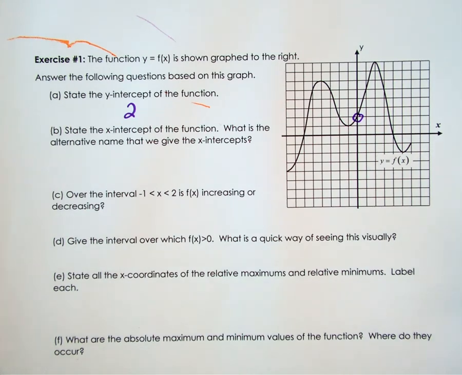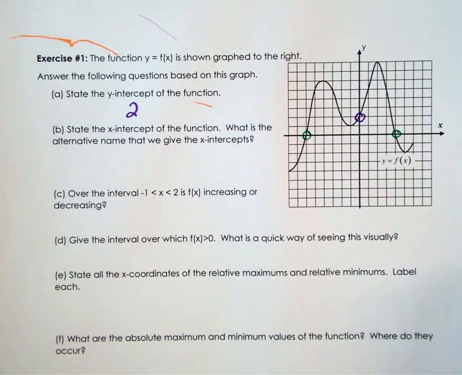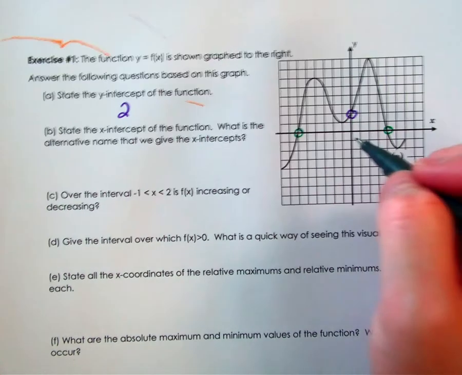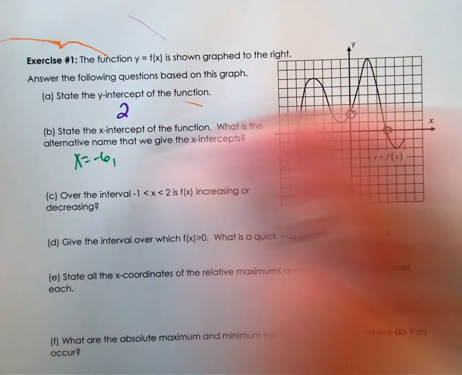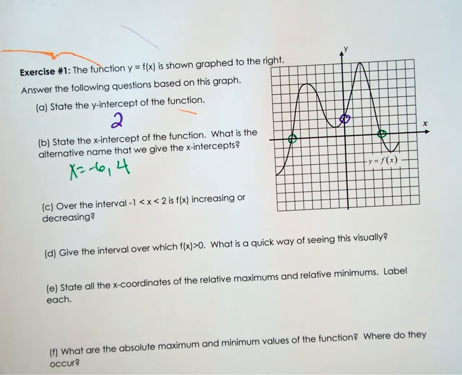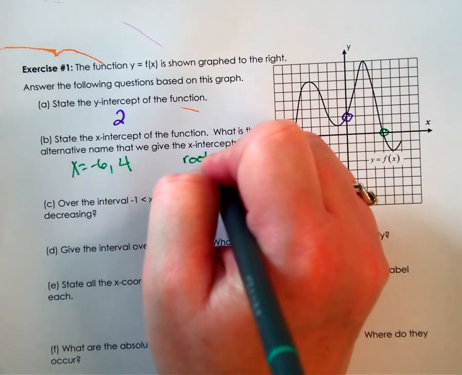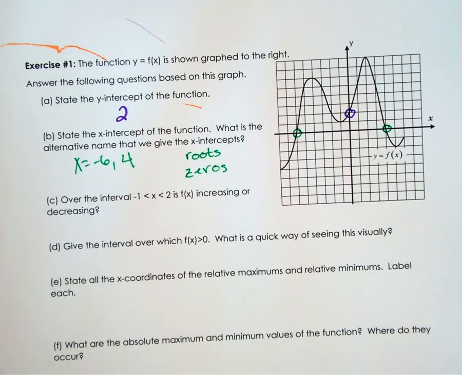State the x-intercept of the function. What is the alternative name for the x-intercepts? This one has 2 x-intercepts. So y-intercept is where it hits your y-axis. X-intercepts are where it hits your x-axis. So this is at 1, 2, 3, 4, 5, -6. 1, 2, 3, and +4. That's where my 2 x-intercepts are. And so then our other names for our x-intercepts are roots and zeros. Hopefully you remember those words from Algebra 1. Roots and zeros are also what we call our x-intercepts.